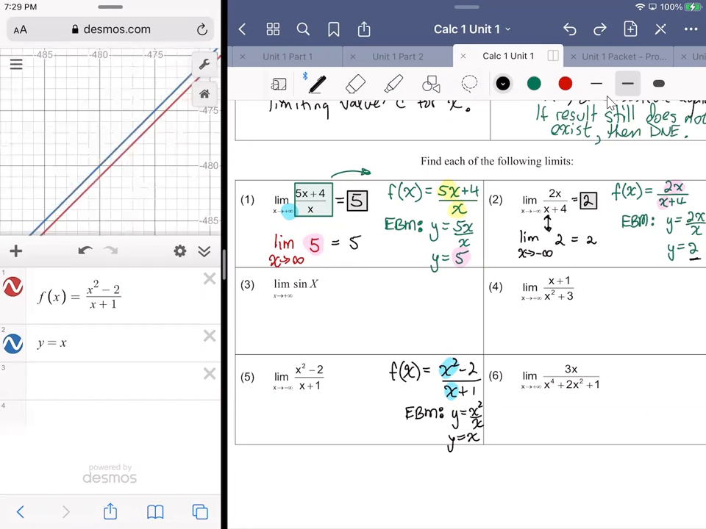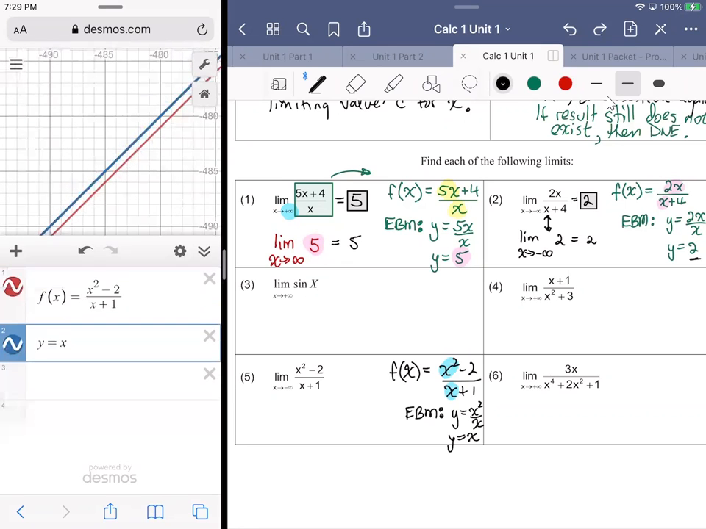All right. So wherever this one goes, this must also follow. So then what I would do is find the limit as x approaches negative infinity of the end behavior model, which is just x. Now, this isn't a constant anymore. So we got to do something different.